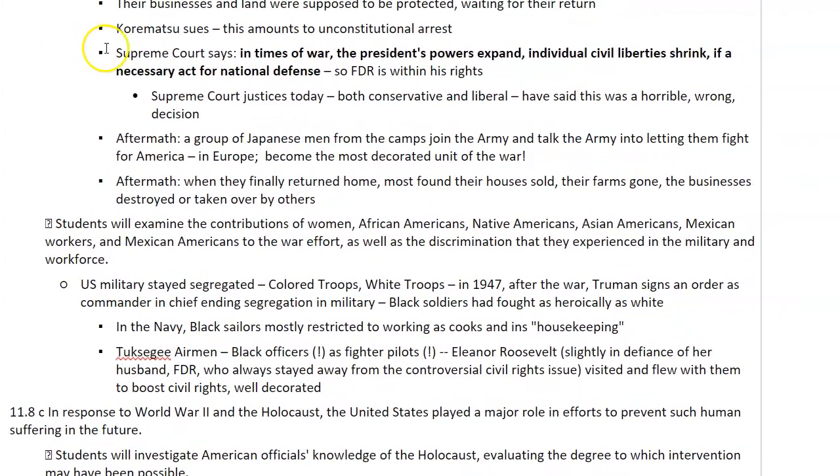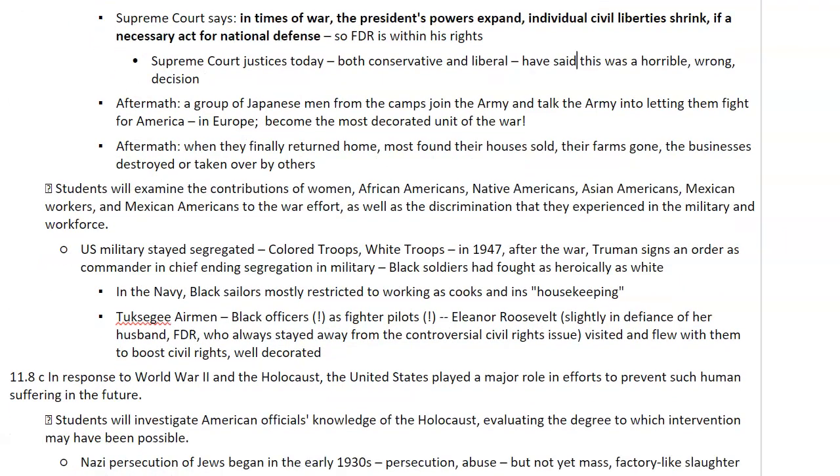Let's speak briefly about contributions of women, African Americans, Native Americans, Asian Americans, Mexican Americans to the war effort. Okay, we'll just do a few things quickly. You'll have to look up some of these if you want more detail. First of all, the U.S. military stayed segregated. You had colored troops and white troops. In 1947, after the war, Truman signs an order as commander-in-chief ending segregation in the military. He notes that black soldiers had fought as heroically as the white soldiers had, but it only happens after the war.